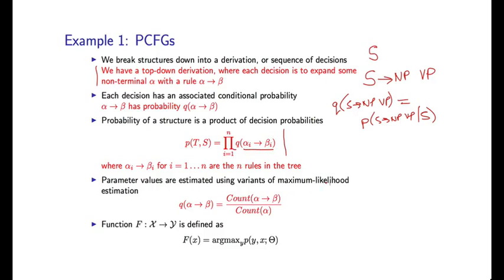Parameter values are usually estimated using maximum likelihood estimation. In this case, this just means that our parameter estimate is the ratio of two counts: the number of times we've seen the rule, divided by the number of times we've seen the non-terminal alpha. And then finally, as I said on the last slide, the final function from a sentence to a parse tree is defined as follows. For any sentence X, we search over all possible parse trees Y and return the parse tree with the highest probability, the probability here being a joint probability over Y and X.